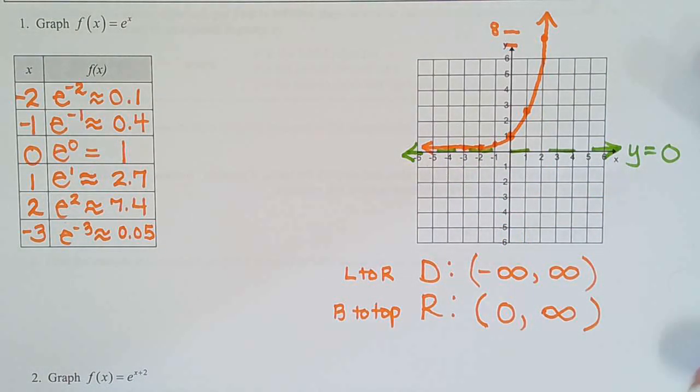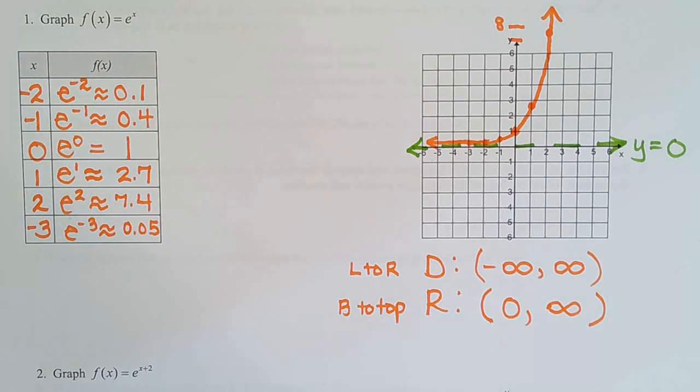So that is the domain and range of every exponential that hasn't been moved left or right, up or down. And again, you can look back at 8.3 and review that if you've forgotten.